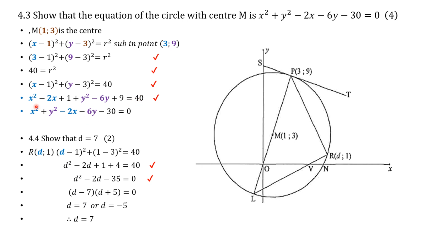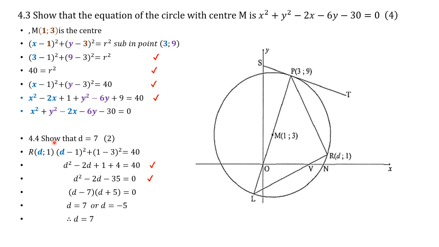So that becomes x squared plus y squared minus 2x minus 6y. 1 plus 9 gives me 10. But 10 minus 40 gives me minus 30. So there, my fourth mark for correctly multiplying out and remembering the middle term. The last one, no mark because it was already given.